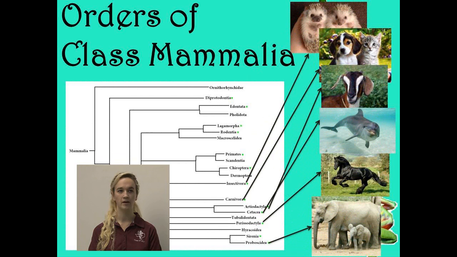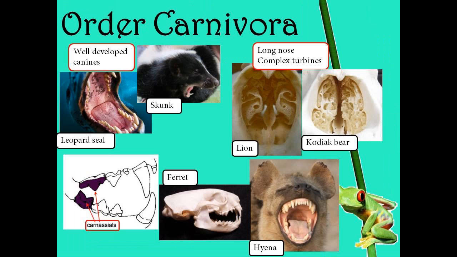Then we have Insectivora, that is hedgehogs, Carnivora, dogs and cats. We've got goats, dolphins, maybe if you worked for SeaWorld or the zoo in Dallas or Houston. Then we have horses and elephants, again, if you worked for the zoo. But we're going to focus on the order Carnivora. So think of all those animals are mammals. That hedgehog, the goat, the dolphin, they're all mammals. But what makes that cat and dog different? What puts them in the order Carnivora?